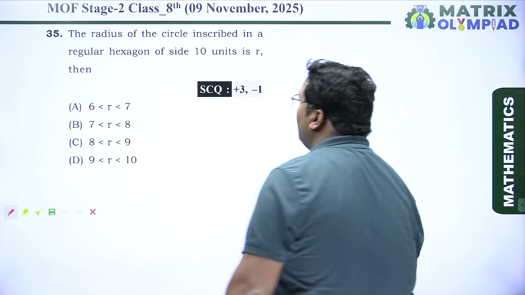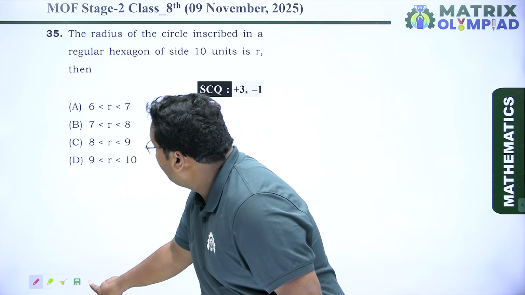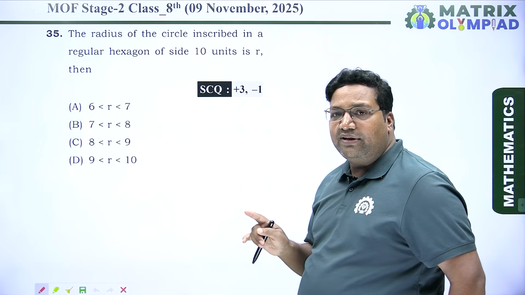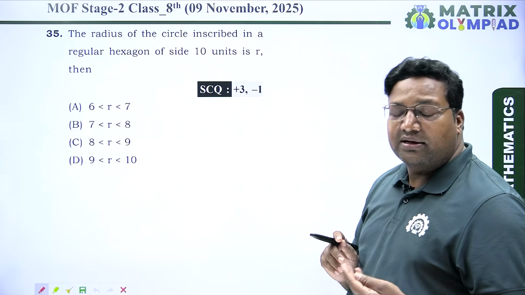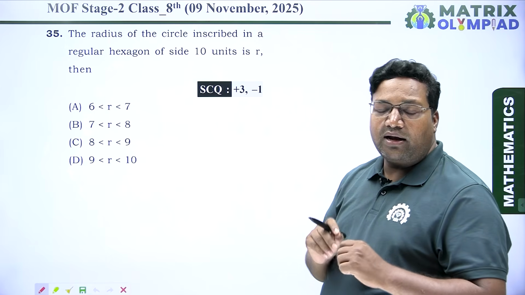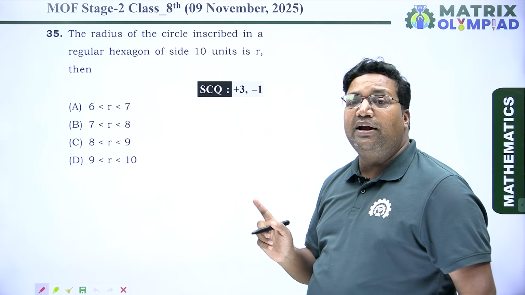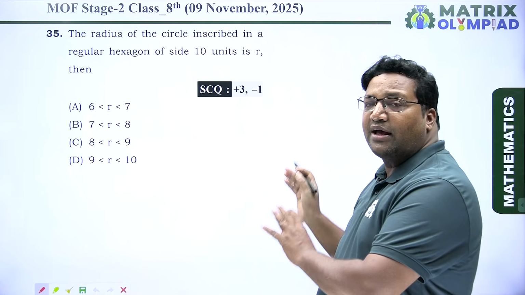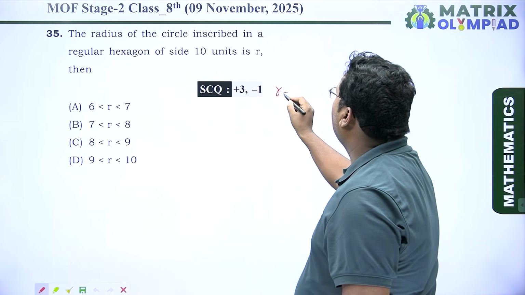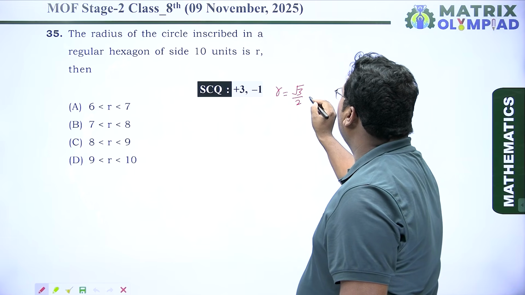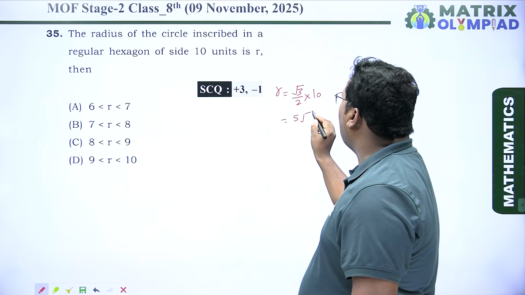Next question is, the radius of the circle inscribed in a regular hexagon of side 10 units is R. Then here we are given a regular hexagon. It means all the sides of hexagon are equal. Regular hexagon means the sides of the hexagon are equal and that is given 10 units. And we have to find out the radius of the circle which is inscribed in a hexagon. So the radius of the circle is R equal to √3 by 2 into side of hexagon. Side of hexagon is given 10. So it is 5√3.